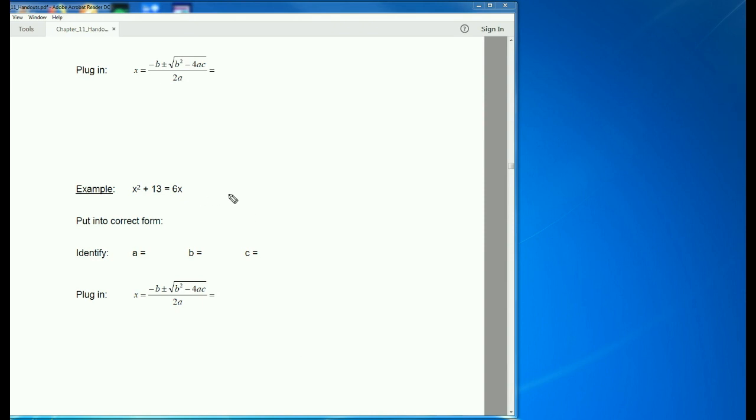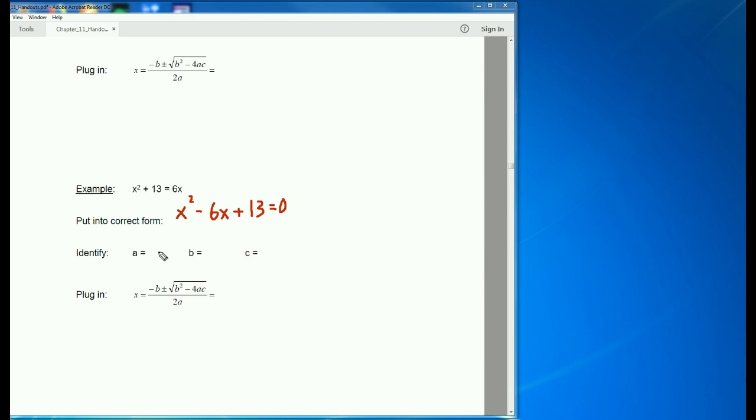So x squared plus 13 equals 6x. First we need to get it into standard form. So I'm going to subtract the 6x from both sides. So we're going to get x squared minus 6x plus 13 equals 0. And you probably notice right away that this one is not factorable. So let's use the quadratic formula.